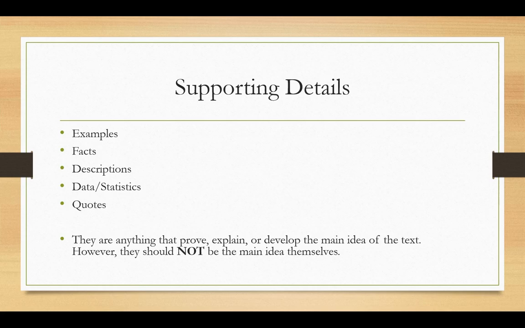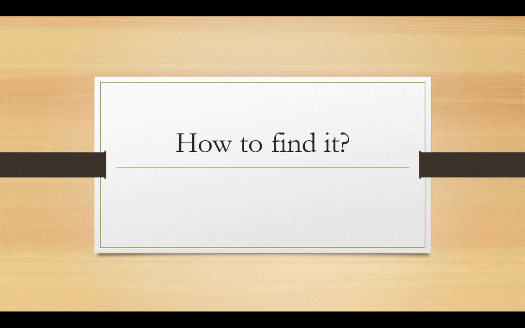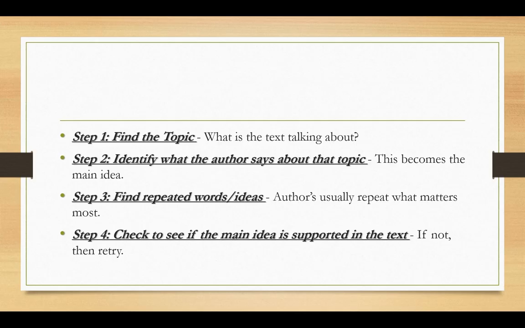Alright, okay. So now that we know what the main idea is, how do we actually find it? Well, step 1, find the topic. What is the text talking about? Step 2, identify what the author says about that topic. So this will eventually become the main idea.